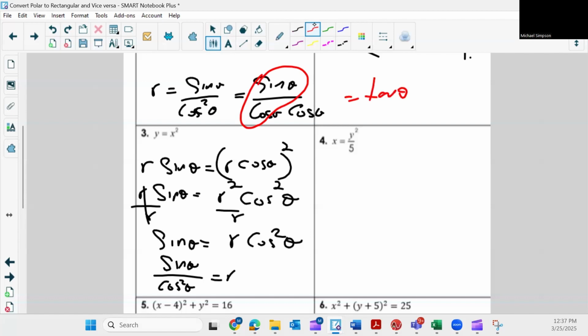Now, what is the cosine? The cosine is in the bottom, right? So what is that going to give me? One over cosine, which is? No, what is one over cosine equal to? No, almost there. Secant. All right, everybody see that? The cosine is at the bottom. It becomes one over cosine. One over cosine is secant theta. So r is equal to tan theta secant theta. Good.